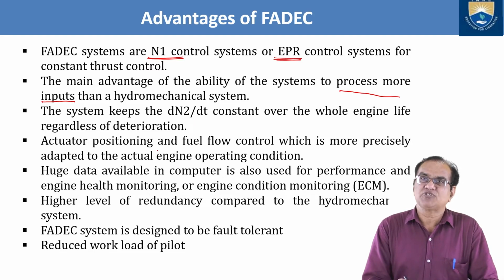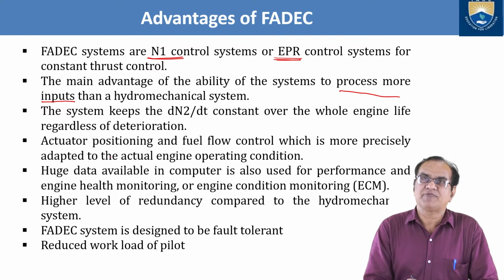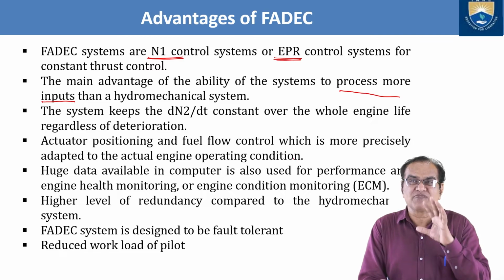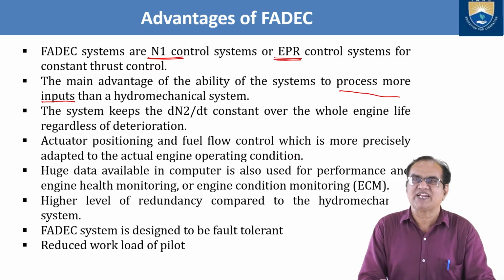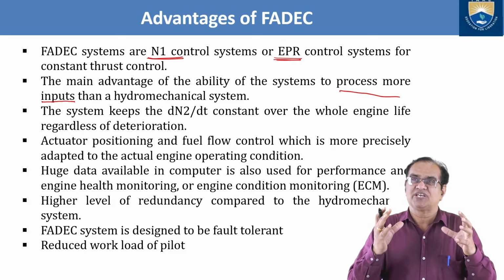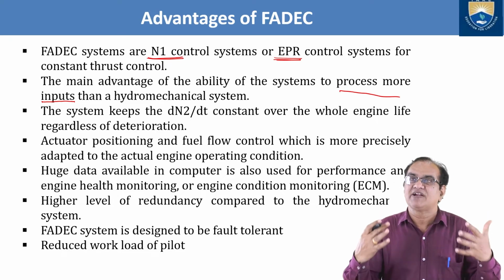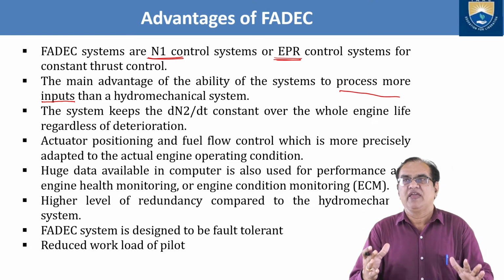Actuator positioning and the fuel flow control are more precisely adapted to the actual engine operating condition. So fuel control is very accurately measured and calculated, and it is put into the engine so that the aircraft will get the thrust as per the requirement, and the efficiency of the engine is going to increase tremendously. The range and the endurance of the aircraft will be high.